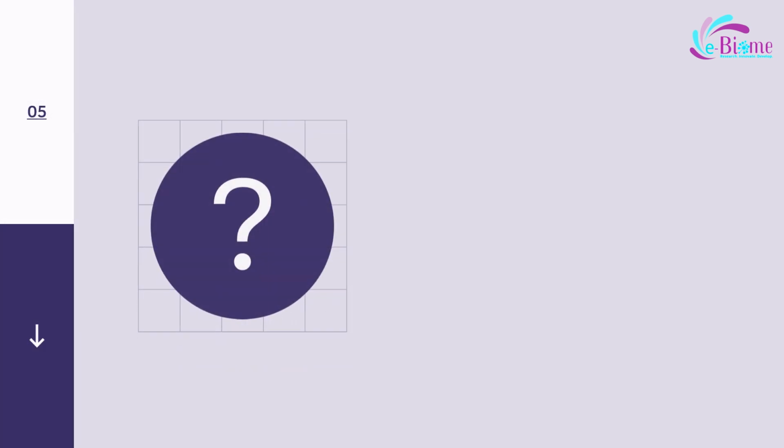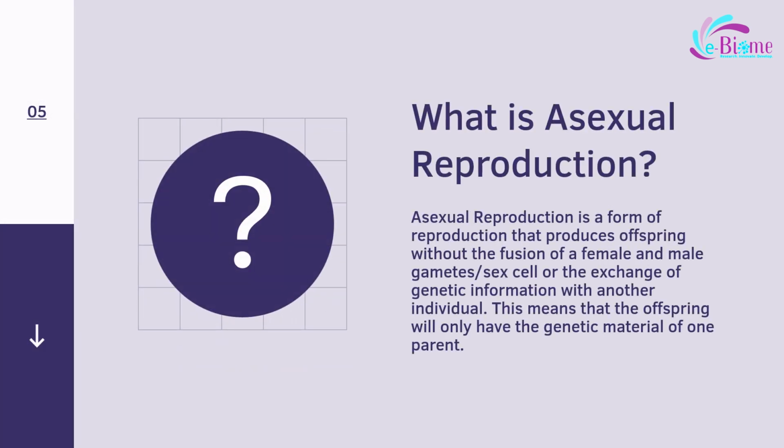Now that you have a better understanding about reproduction, what it is, and why it is important, let's talk about one of the two main types of reproduction. Now, you may be asking yourself, what is asexual reproduction? Well, asexual reproduction is a form of reproduction that produces offspring without the fusion of male and female gametes or the exchange of genetic information with the parent organisms involved.